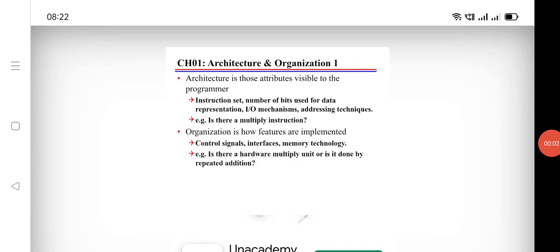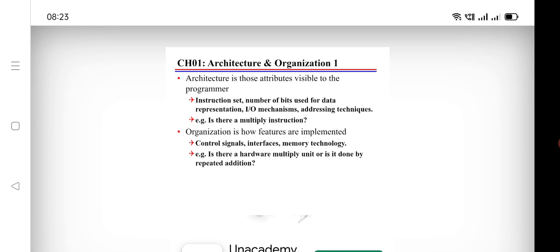Good morning, students. Today, let us start with our first topic of your COA. As we know, our subject is computer organization and architecture. Let us define and find out the difference between computer organization and computer architecture.